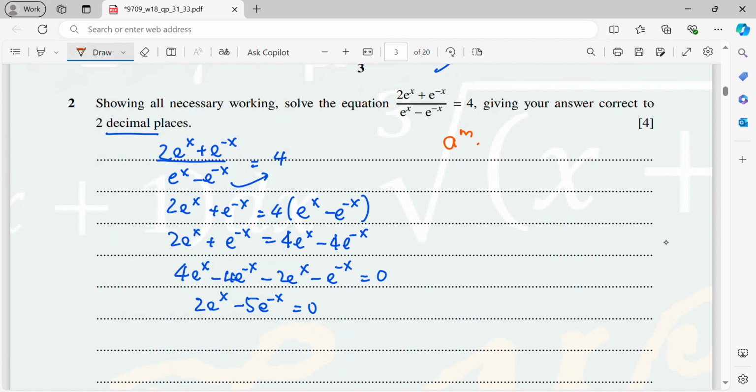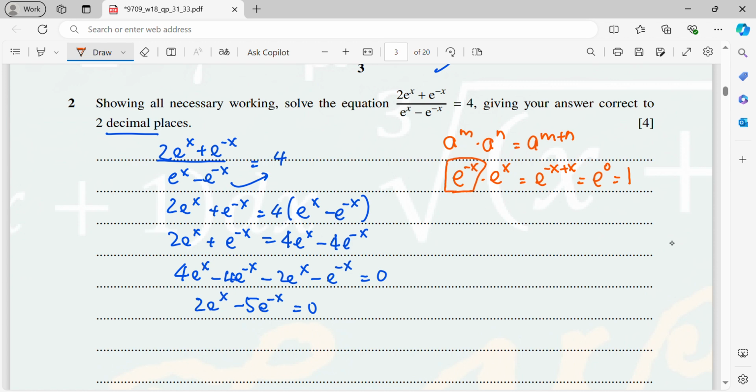Times an, it will be a power m plus n. Which means e to the minus x times e to the positive x will be e to the power minus x plus x. That is going to be e to the 0, which is 1. So this is how I eliminate the exponential minus x.